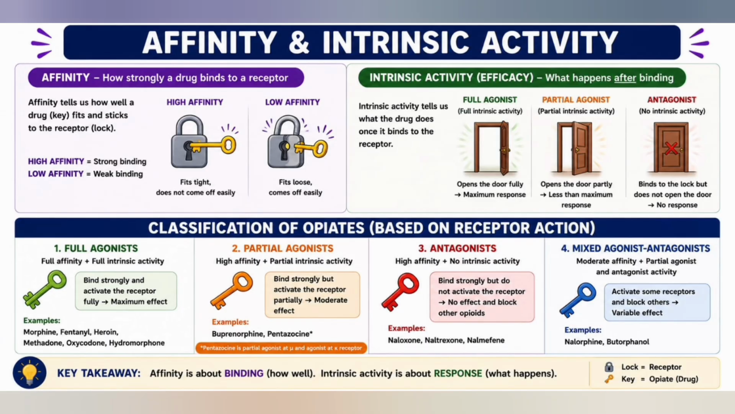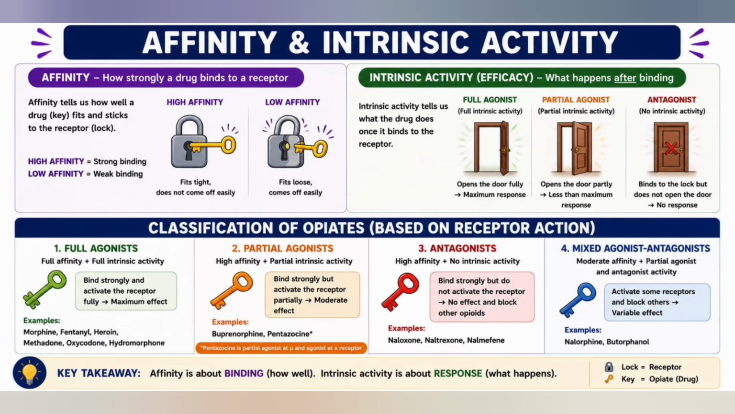So according to the intrinsic activity or the efficacy, the drugs are divided into full agonist, partial agonist, which shows partial intrinsic activity, and antagonist, which shows no activity at all. So classification of opioids based on the receptor action: full agonists show full affinity and full intrinsic activity. Examples include morphine, fentanyl, heroin, methadone, oxycodone, and hydromorphone.